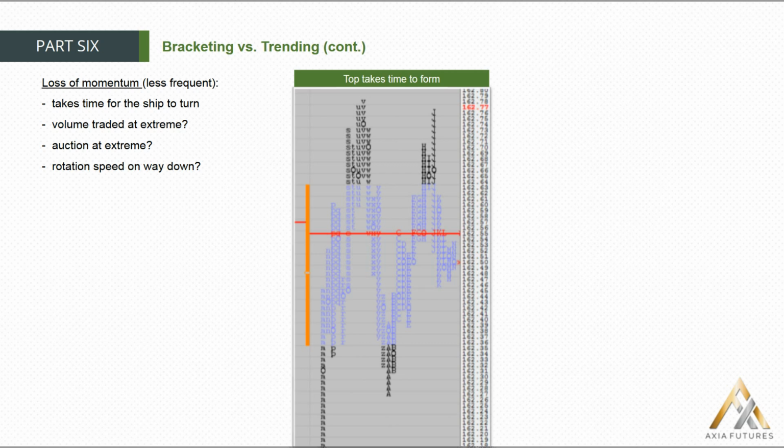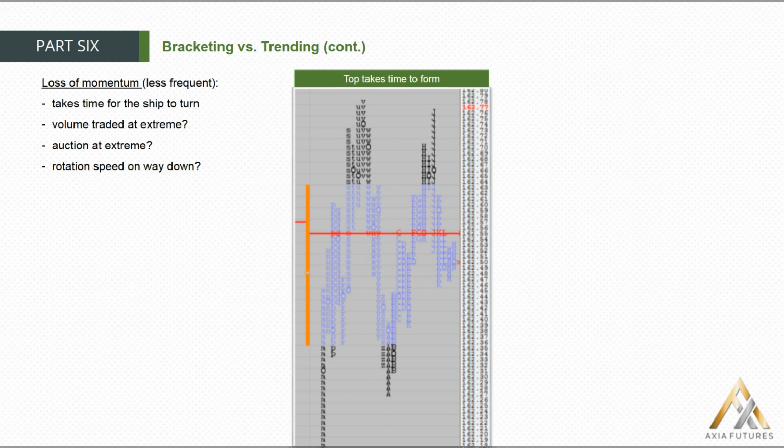We got the initiative early on from buyers, and then there was just a real lack of interest and a real lack of new business at the higher prices. So that was our clue that a potential loss of momentum was occurring. Now, remember, when we get this loss of momentum type top, it's not a particularly strong top. It's merely a short-term turning point where buyers don't want to initiate higher just yet. And so at that point, we start to get a little more two-way trade.